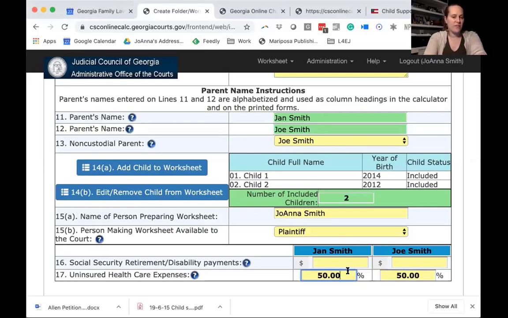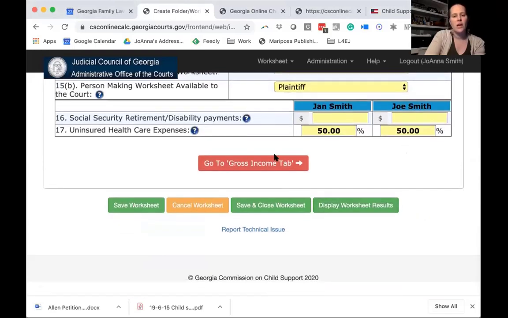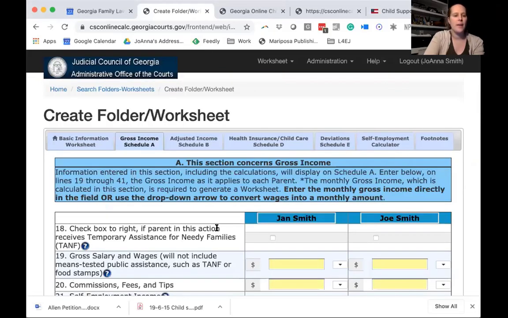Oftentimes we'll just see 50-50. If the parties' income varies wildly, then that could be a different number. You don't have to put something here, but it will show up in the child support addendum. Okay. So once you have all of the information in here, then you're going to go to the gross income tab.